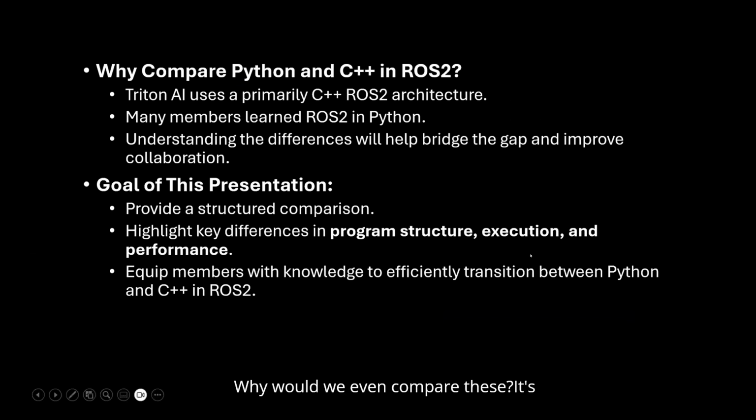So why would we even compare these? It's because I saw that Triton AI uses primarily a C++ ROS2 architecture. Many members learned ROS2 in Python because it's the easier course to take. We have to understand the differences because it'll help us bridge the gap and improve collaboration. So the goal here is to provide a structured comparison, highlight the differences in the structures, and equip members, if you don't already know, with the key differences.